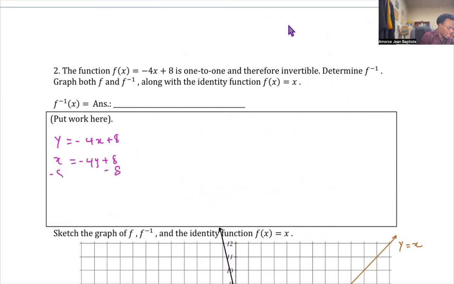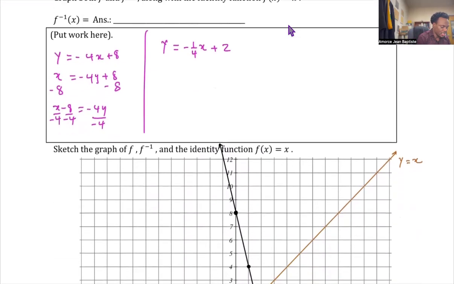Subtract 8 on both sides. So we got x minus 8 equals -4y. Divide by -4. So we have y equals -1/4 x plus 8/4, which is 2.